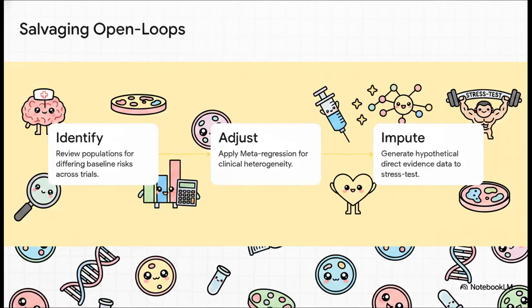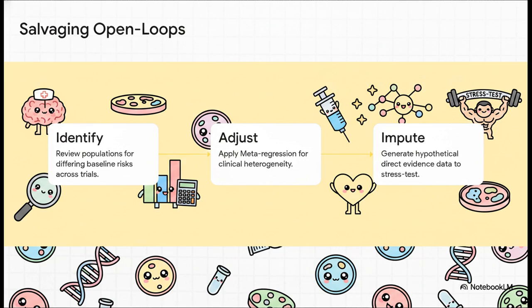So how do we fix this? How do we salvage an open-loop network? It's a structured process. Step 1, you have to meticulously identify baseline risks. Systematically review your populations to see if baseline severity differs across your trials. Step 2, if you find differences, you must apply covariate-adjustment. We do this using meta-regression to account for that clinical heterogeneity.